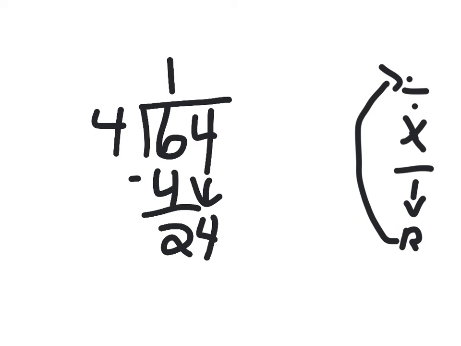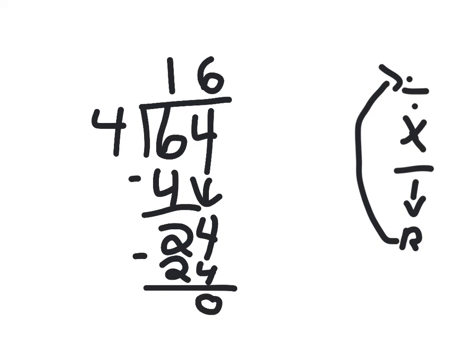Because we repeat now. We're in divide. So 4 goes into 24 6 times. 6 times 4 is 24. That's our multiplication step. And our next step is subtract. 24 minus 24 is 0. There's nothing to bring down. So we are done. And we have no remainder. So 64 divided by 4 equals 16.